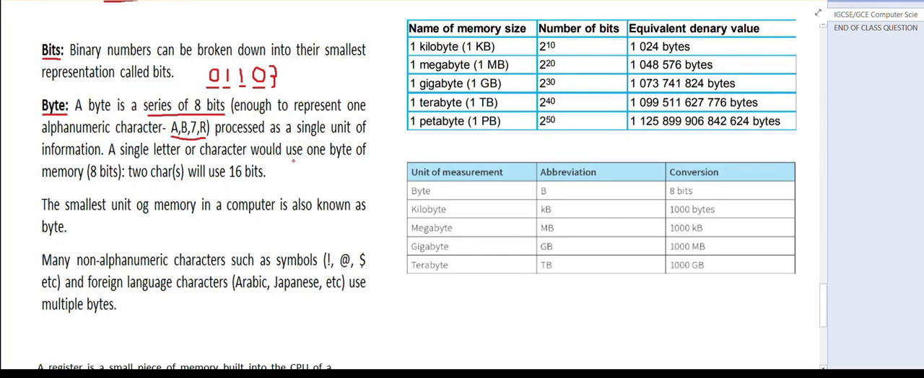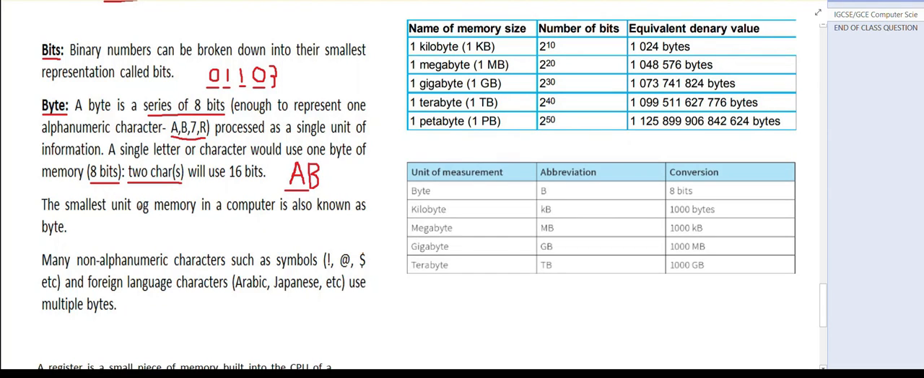For example, if we write A in computer, it stores 8 bits or 1 byte, right? Processed as a single unit of information. A single letter or character would use 1 byte of memory. For example, if we write A in computer, it uses 8 bits or 1 byte. And 2 characters, for example, if we write A and B, this will use 16 bits or 2 bytes, right?